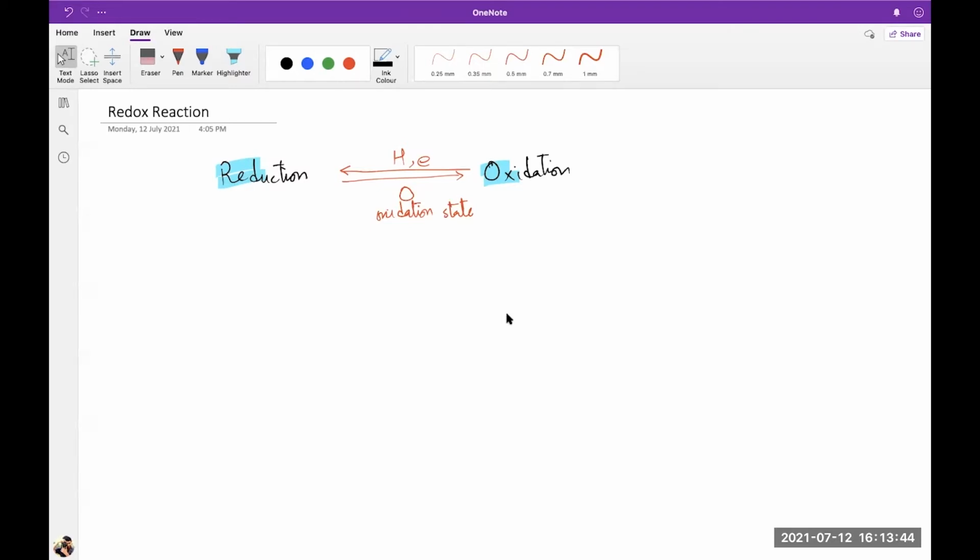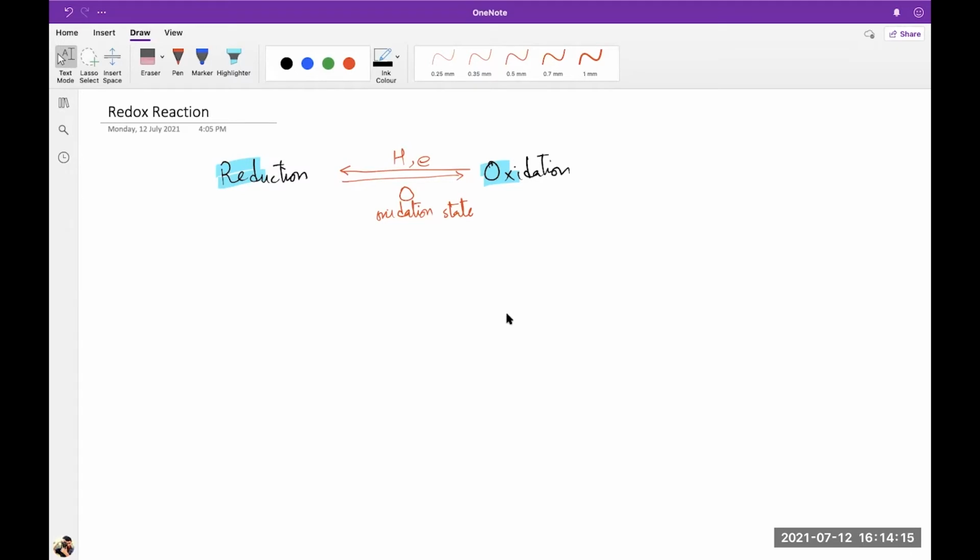Oxidation state is a bigger term, an umbrella term for charge, but you can think of it as charge in something. If something gains electrons, that is reduction. If something increases its oxidation state, that is oxidation. So there are two definitions on the reduction side and two definitions on the oxidation side. The whole idea of redox reactions is to identify what is being reduced, what is being oxidized, and how that is happening.